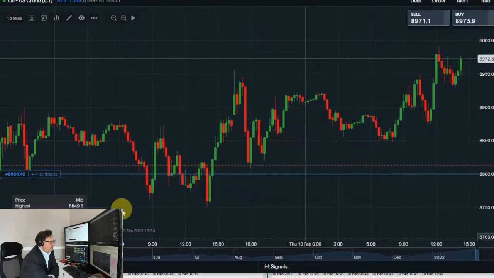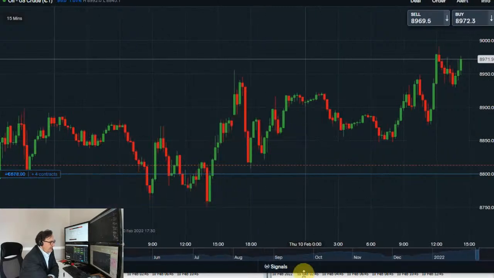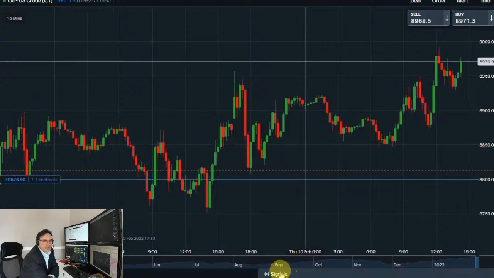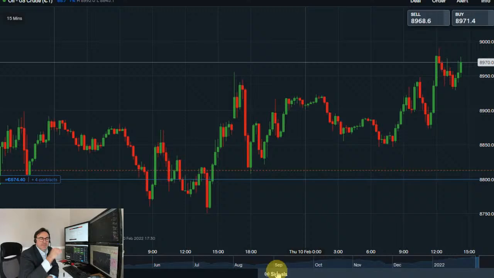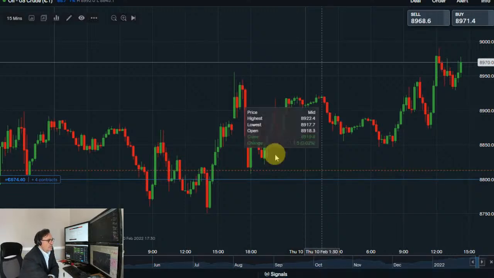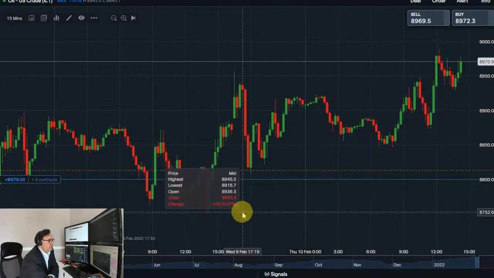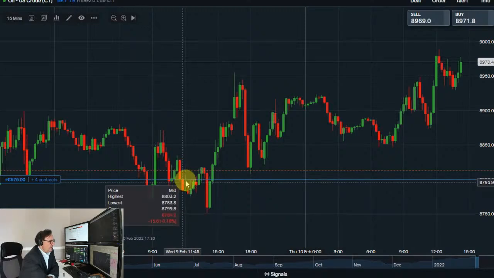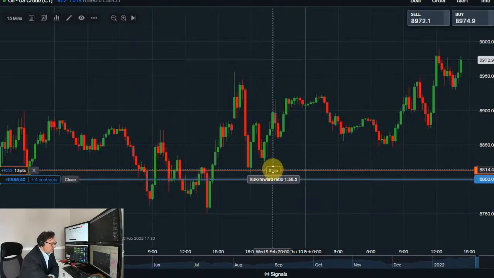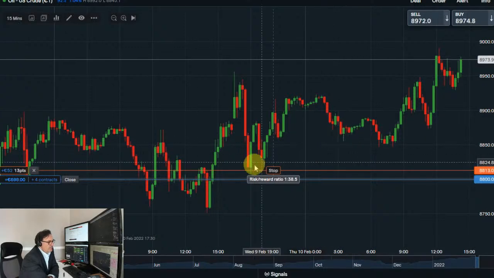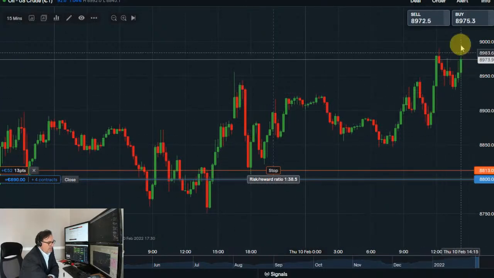My entry was at 88 and my stop loss was initially at 85.50, really wide stop, and then I moved it towards 86.50, 87, and then when I took the partial profits I moved the stop to break even, and now my stop is above my entry. Stop is now here, okay, locking in another 13 points.